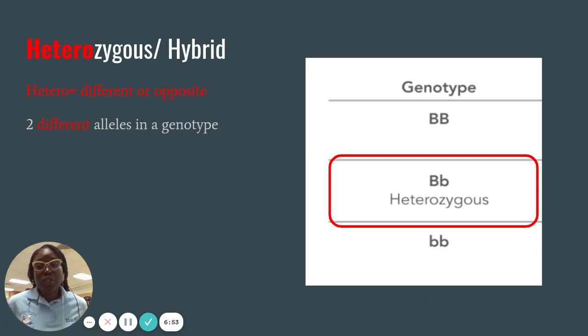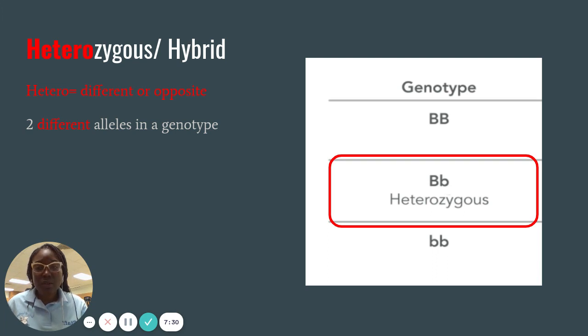There are different names for genotypes. So you have heterozygous, also known as hybrid. They mean the same thing, just a different word. You see in red that I put hetero. An easy way to remember this is someone is heterosexual. They like the opposite sex or the different sex. So heterozygous is when you have two different alleles. Therefore, you have a dominant allele and you have a recessive allele.